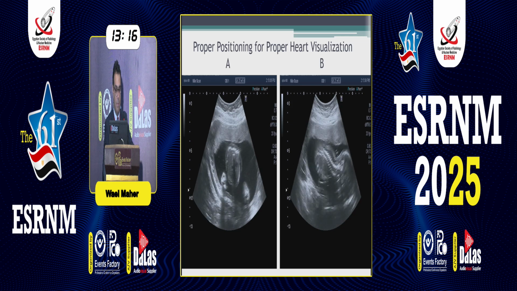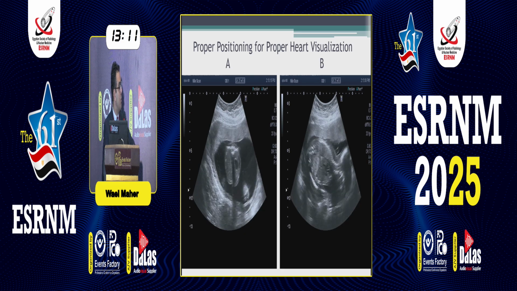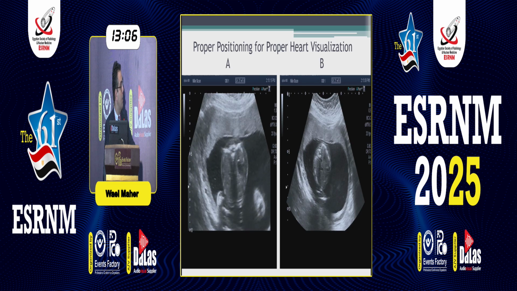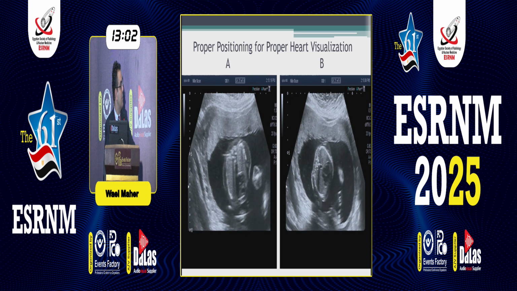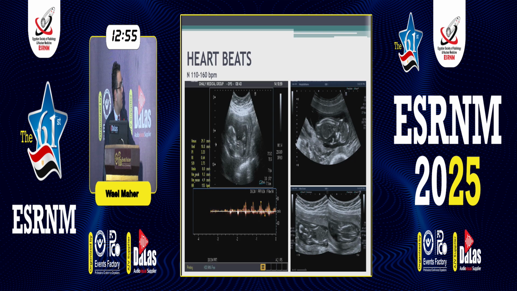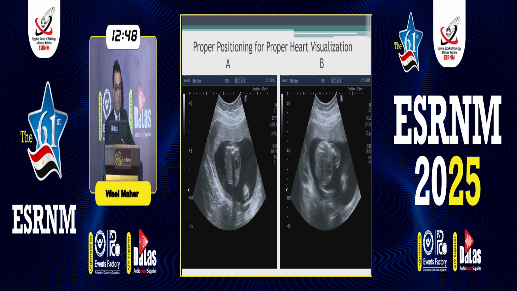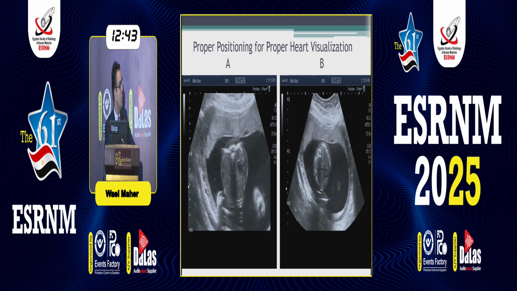That's an example for the proper positioning or viewing of the heart. As you can see here, in the first one, the vertebrae is casting shadows over the heart because the back is facing the probe or the transducer. So we need to bring a better view, like the one on the right side, where you can see that we throw the shadow of the vertebrae away from the heart and we can see the heart clearly.